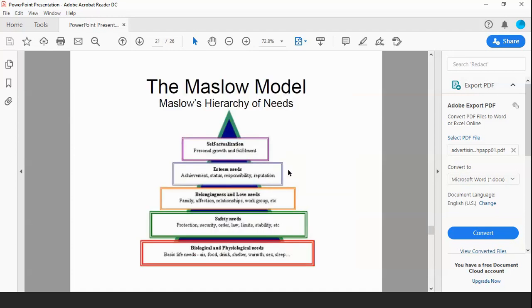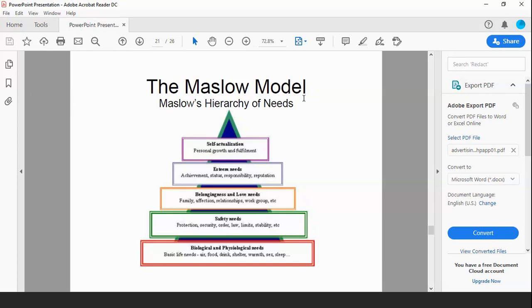The Maslow's hierarchy of needs model. The Maslow's model is another type of model that advertisers can use. This means that we see at what level we should advertise.